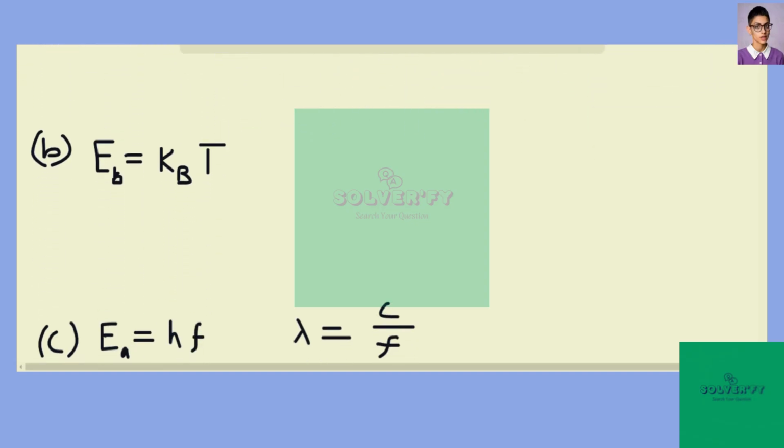Part B wants us to find the energy that's available from the black body. So we're going to call this E sub B for part B. This is equal to the Boltzmann constant times the temperature that we were given. Plugging these values in, we find that this is equal to 11.04 times 10 to the minus 25 joules. Converting this into electron volts, this comes out to equal 6.9 times 10 to the minus 6 electron volts, or 6.9 micro electron volts.